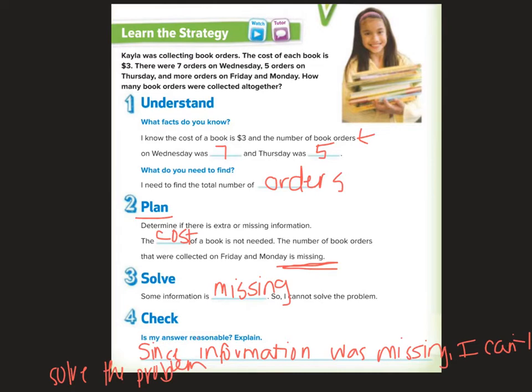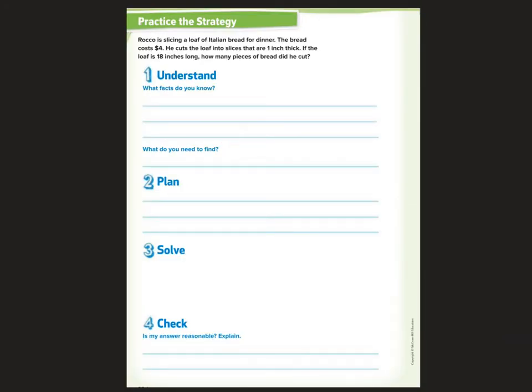So let's try another one. Rocco is slicing a loaf of Italian bread for dinner. The bread costs $4. He cuts the loaf into slices that are 1 inch thick. If the loaf is 18 inches long, how many pieces of bread did he cut?